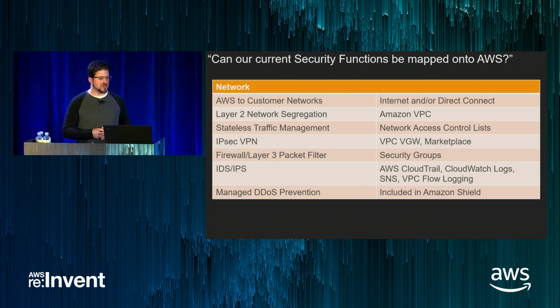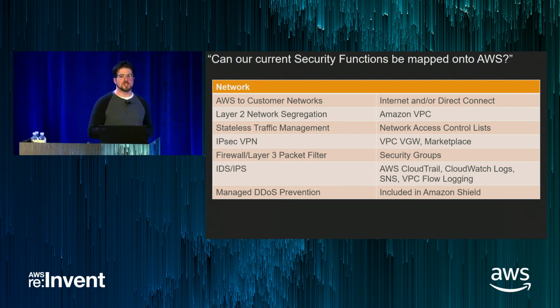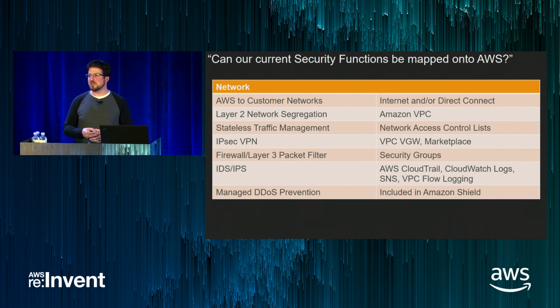IDS, IPS, so these are areas where I see a lot of questions from customers. CloudTrail and CloudWatch give you a lot of information about how the environment is being used. And then again, services like VPC Flow Logs will give you really rich information about how that network is actually being used within your environment.